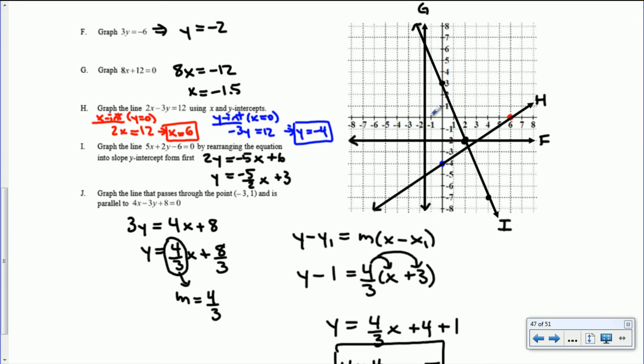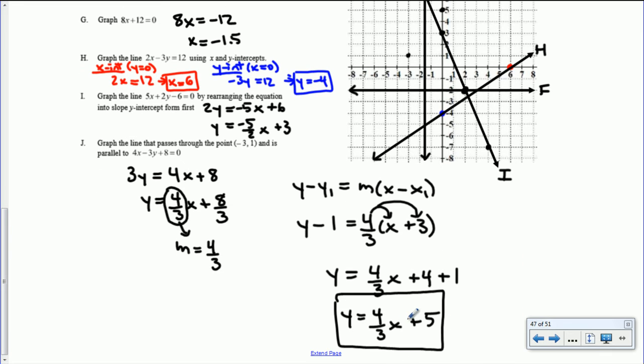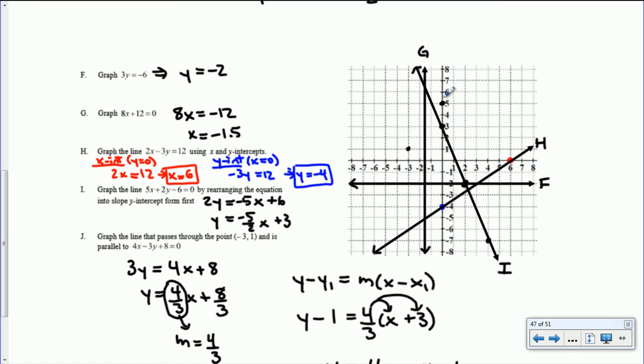I probably could have just done this more simply by going negative 3, 1. So start there and build out, so you get the 4/3 slope. So 1, 2, 3, 4, and 1, 2, 3. Okay, look at that. It goes through where I would expect it based on this equation. Then we can go 1, 2, 3. Oh, okay, too far. 1, 2, 3, 4 down, and 1, 2, 3 right. So I can connect those points, and that's J.